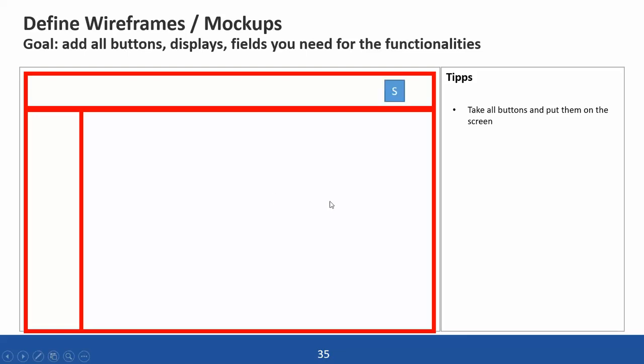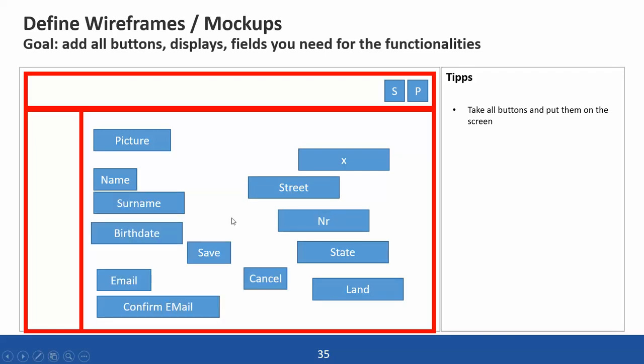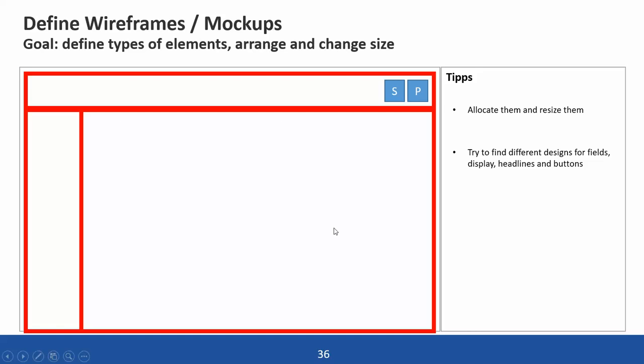So what you now do is enter all the buttons, attributes, and everything you think that you will need. So for example, account side, picture, surname, birthday, street, and so on. So you place everything in, all the descriptions. You take the entities, and you take the processes, and you take the attributes, and everything that should be done in this process step in the screen, you put it in. And then in the next step, you allocate them, resize them, and try to find different designs for every field.